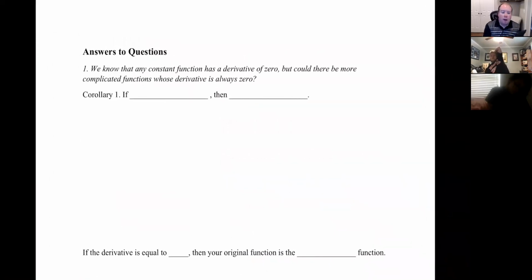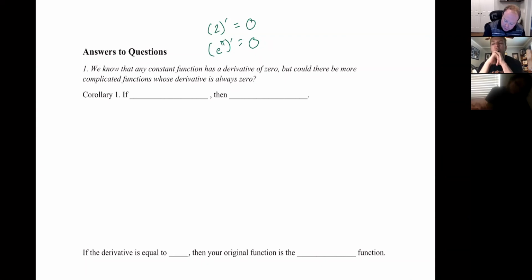So we know that a constant function has a derivative of 0. Again, constant functions are like 2, the derivative of 2 is 0. It may be something like e to the pi, the derivative of e to the pi is 0, because a constant to a constant is a constant. But what about something more complicated?